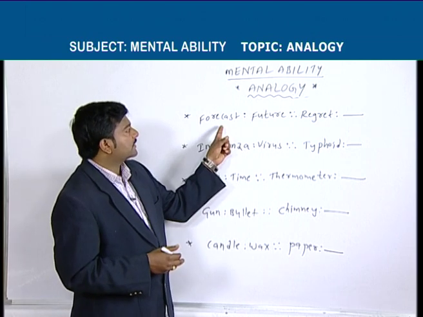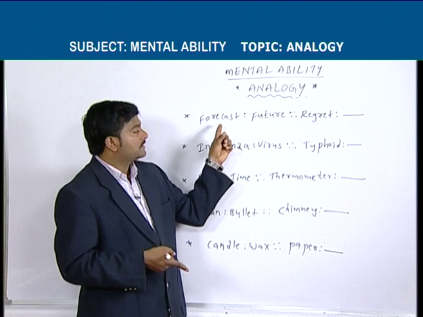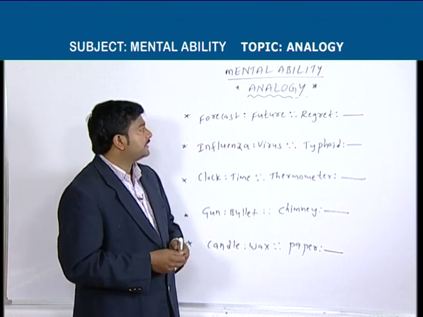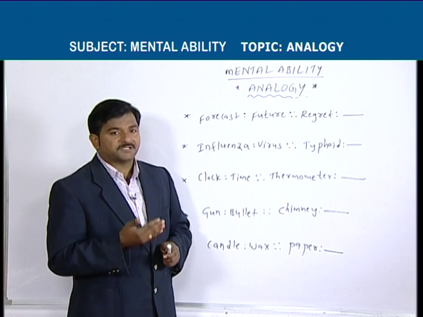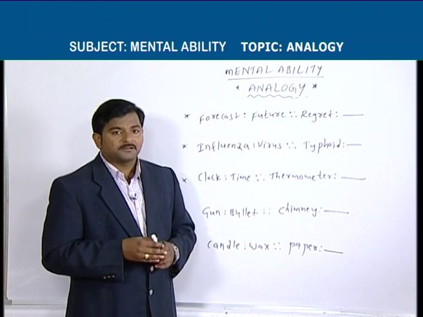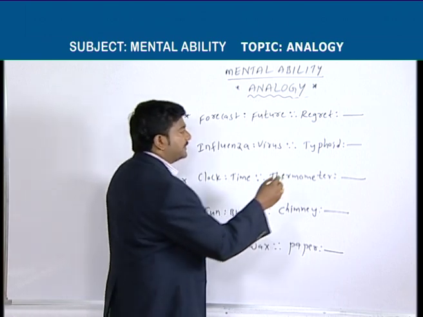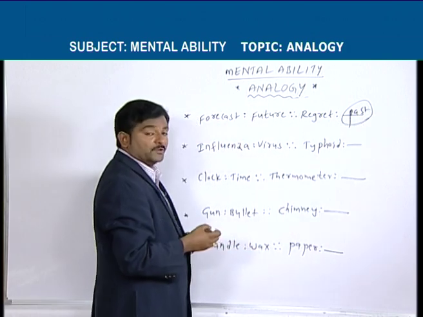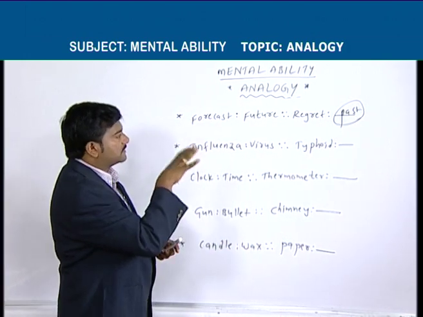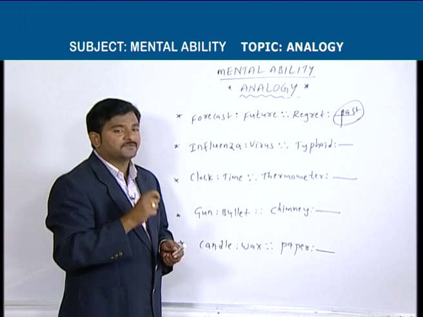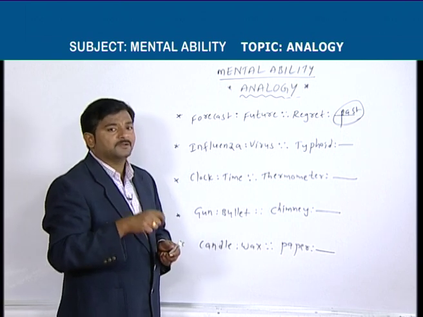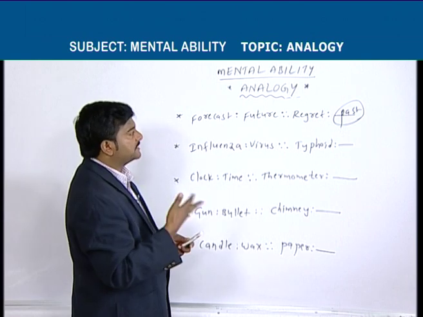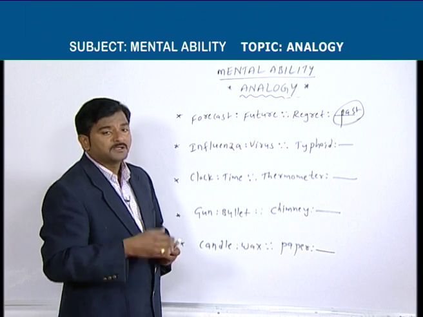Now observe here: forecast is to future as regret is to dash. Usually forecast is for future actions; similarly regret is for only past actions. I need not stress on this because I already told you at the starting part of the chapter, but I list it out here also. Forecast is for future actions, regret is for past actions. We express sorrow for what has passed. Regret means expressing that sorrow. It is for only past actions.